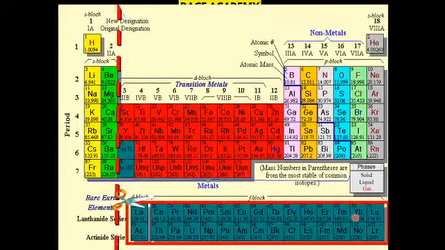So here, if you observe, in the long form of the periodic table we have quite interesting things. If you cut this and join the other parts, then the small form of the table will come.